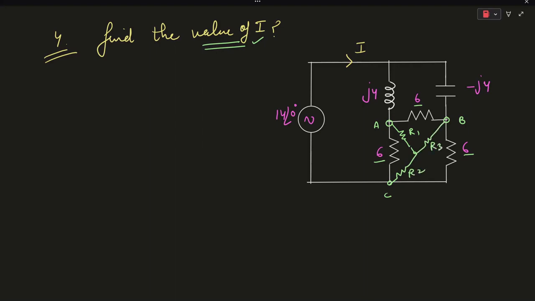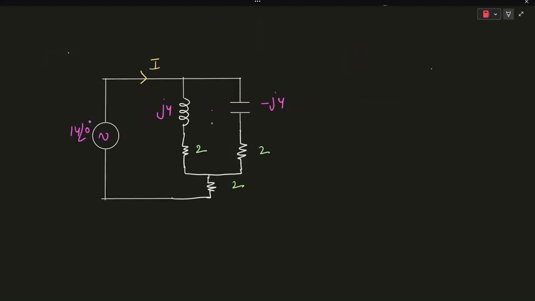Since the resistances of all these three resistors are equal, when we convert them into the star equivalent, R1, R2, R3 will be equal to 6 upon 3, which is coming out to be 2 ohms. This will be the simplified version of the above network when we apply delta to star transformation.